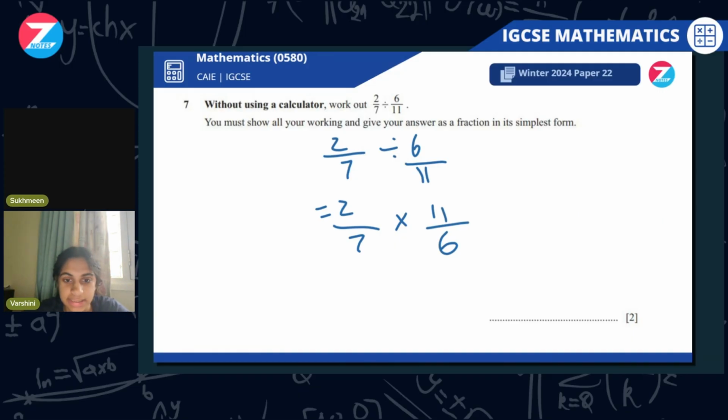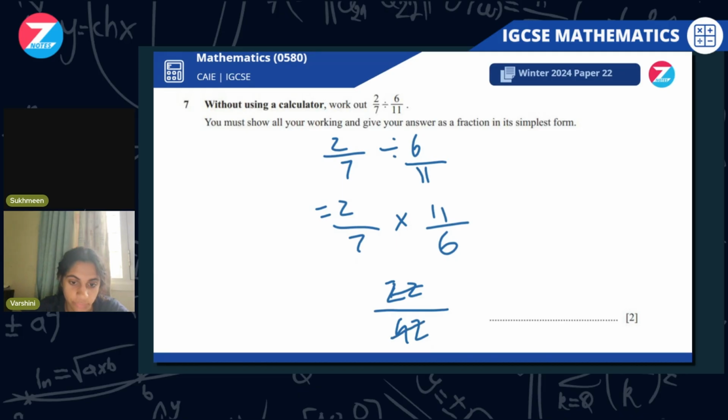Okay, so now this is easy. We just need to multiply 2 by 11 and 7 by 6. You can put that in your calculator and you'll get 22 divided by 42. So now to simplify this, you can put this into your calculator, or, since they want it as a fraction in its simplest form, you need to show them what you're dividing it by. If you're unsure which number fits into both of these, you can just keep dividing these by 2.